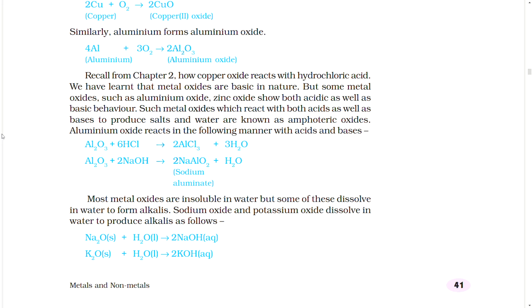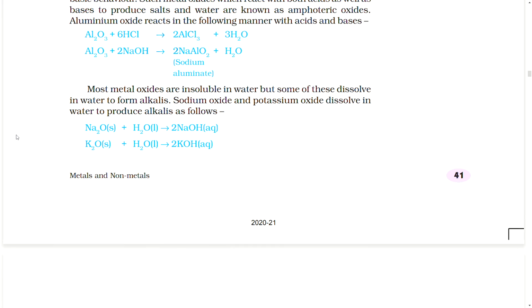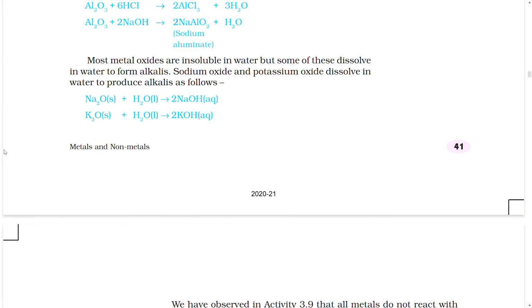Most metal oxides are insoluble in water, but some of these dissolve in water to form alkalis. Sodium oxide and potassium oxide dissolve in water to produce alkalis as follows. Na2O(s) + H2O(l) → 2NaOH(aq). K2O(s) + H2O(l) → 2KOH(aq).